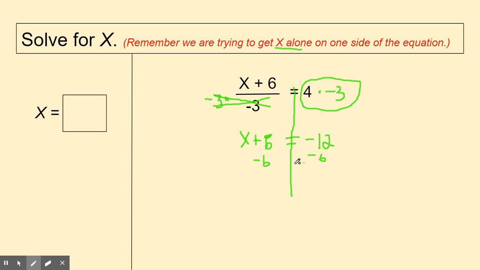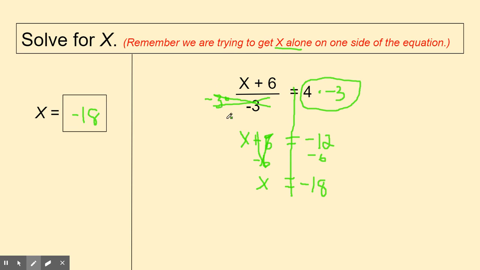And when we subtract 6 from both sides, those cancel each other out, and we're left with just x equals -12 minus 6. -12 minus 6 is -18. X would equal -18.